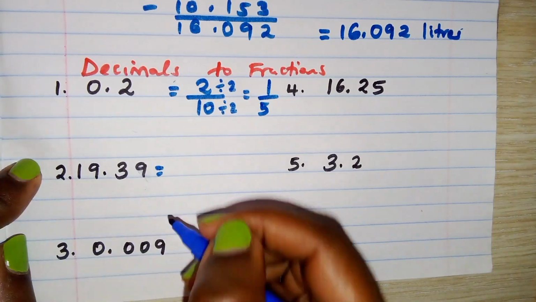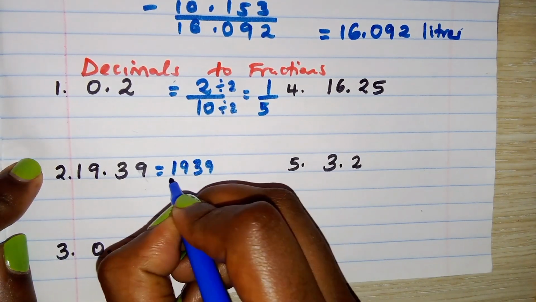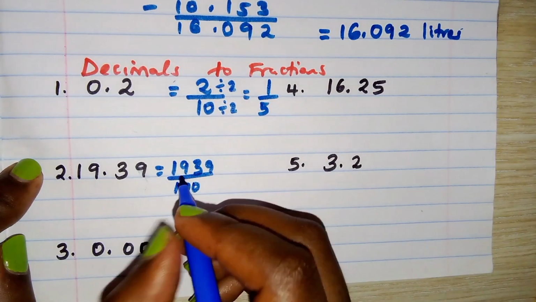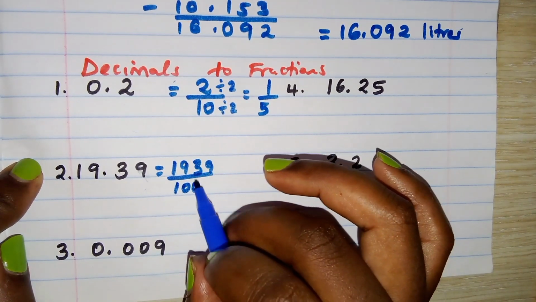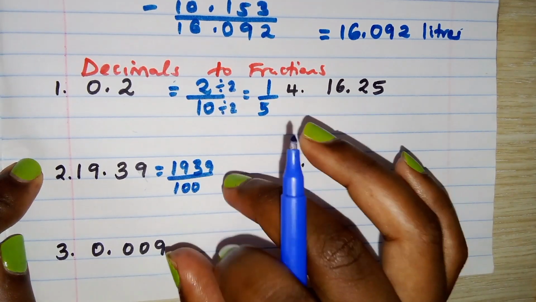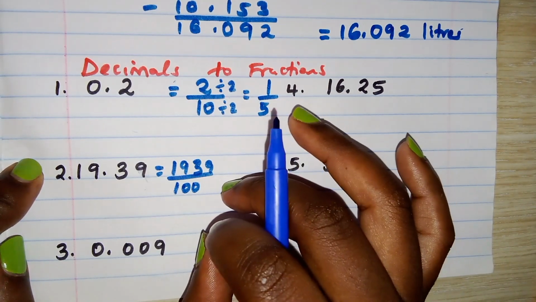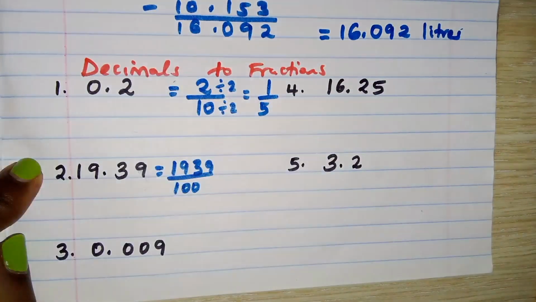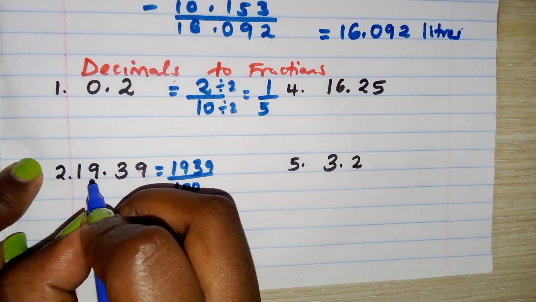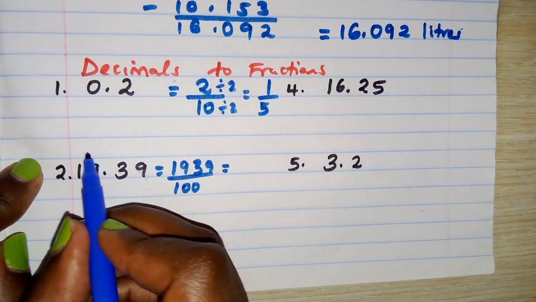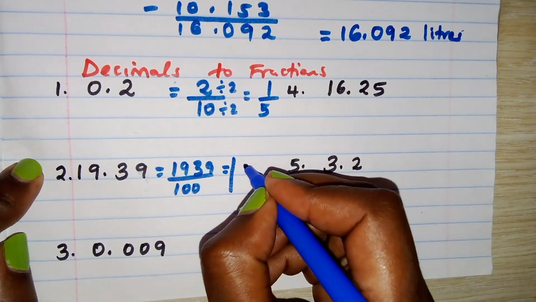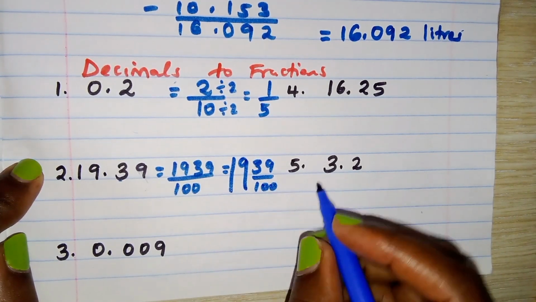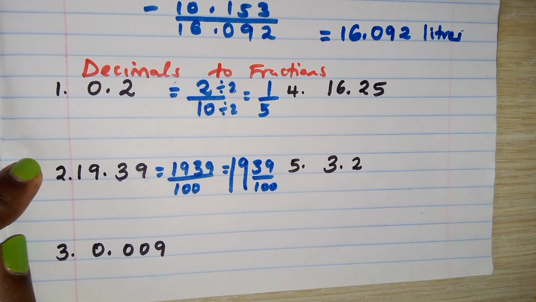Next number, the number I can see there is 1939. How many decimal places? 1, 2, so 100. So this one is top heavy, so we need to change it into a mixed fraction. If you haven't watched the video on changing improper fractions to mixed fractions, please go back to the playlist or go back to the videos and you'll see it. So the number before the decimal point becomes the whole number, and then this is 39 over 100. This one we can't simplify, so we leave it like that.